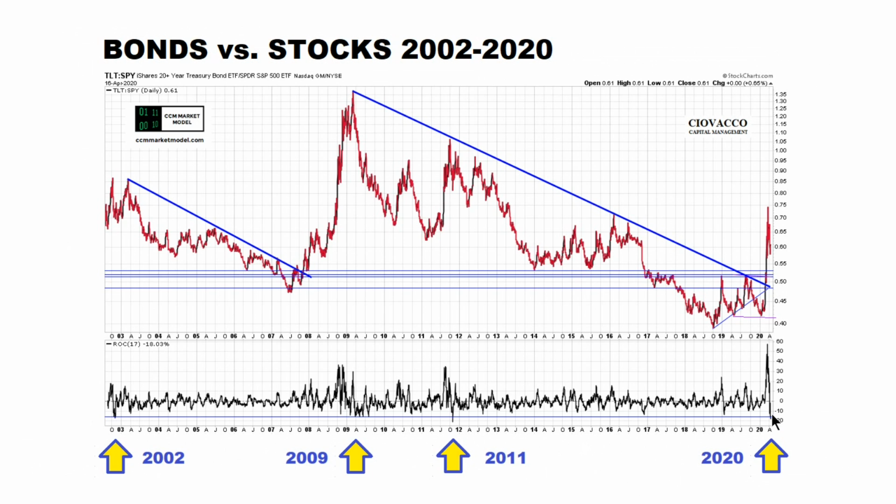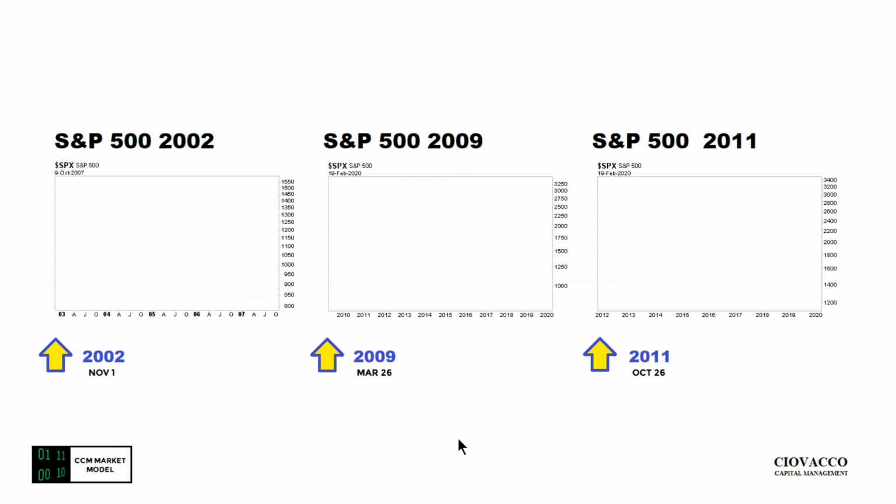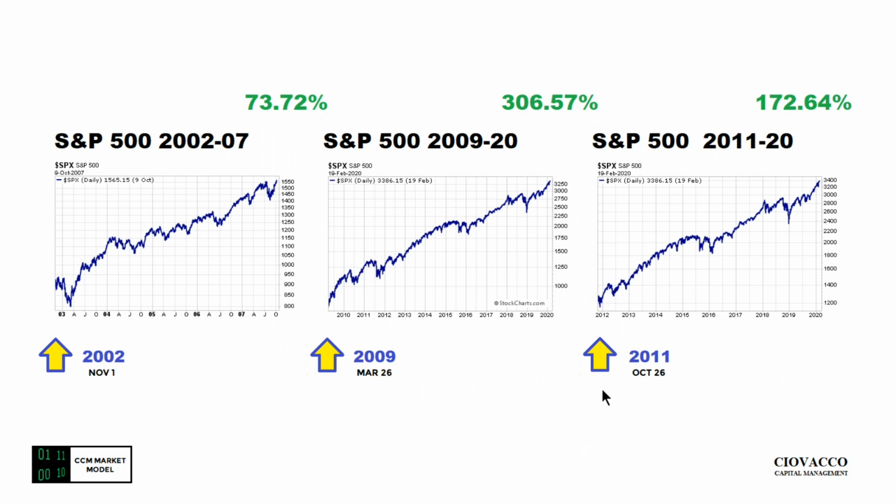You can see the rate of change has only come down to this blue line 3 previous times: a cluster here, and in the present day. It happened on April 16th, October 26th, March 26th, and November 1st of 2002. Therefore, it might be helpful to know, how did stocks perform walking forward from those dates? The answer is extremely well.